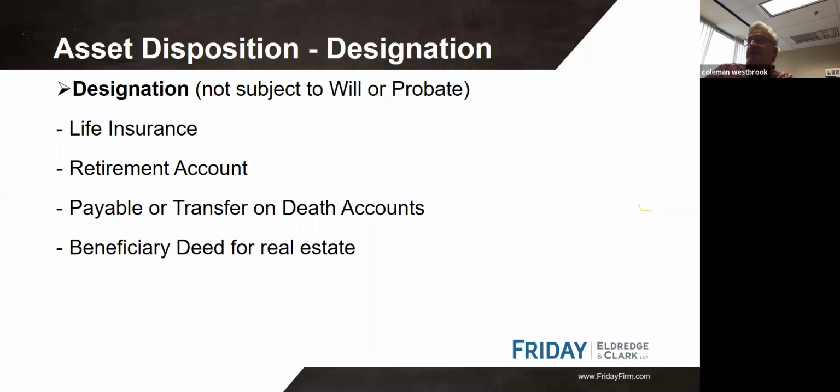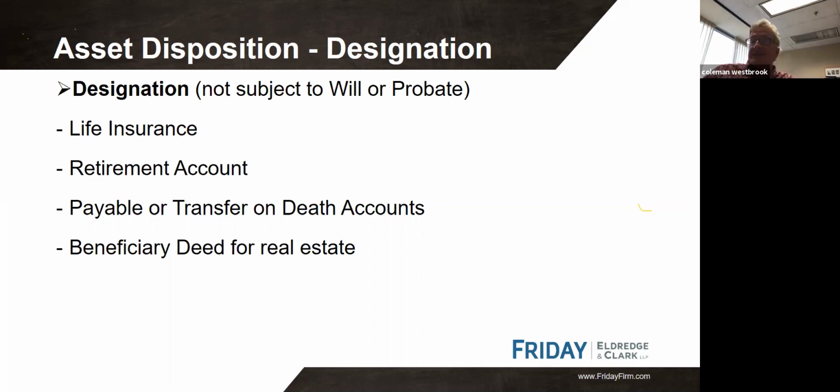Real estate, you can, in Arkansas, not all states, but in Arkansas, you can do a beneficiary deed. That's a deed you sign today, you file today, and you say, when I die, or when my wife and I die, this piece of property goes to my kids or this trust or wherever you want it to go. And you file that deed. And so that's another way of moving property automatically on death.